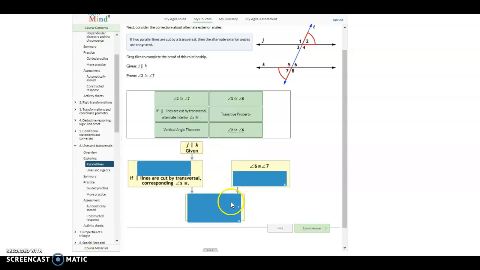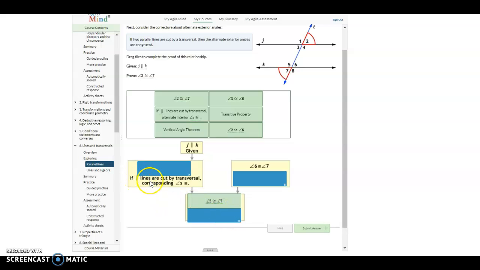The other easy part, remember, is the statement on the last block here has to be what we're trying to prove. So we know angle 2 being congruent to angle 7, which are the alternate exterior angles, has to be down here. Now remember, your reason will never be the word prove. That's why you've never seen it as an answer choice, because it never makes sense to use prove as a reason. There has to be some other reason that allows you to get down here.